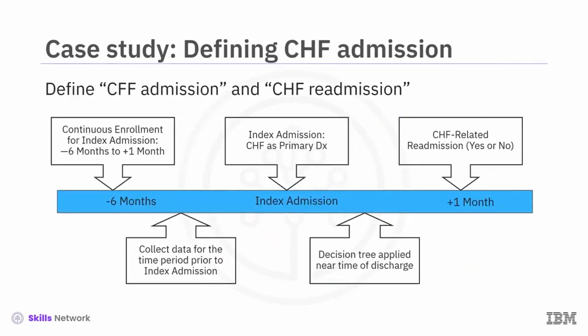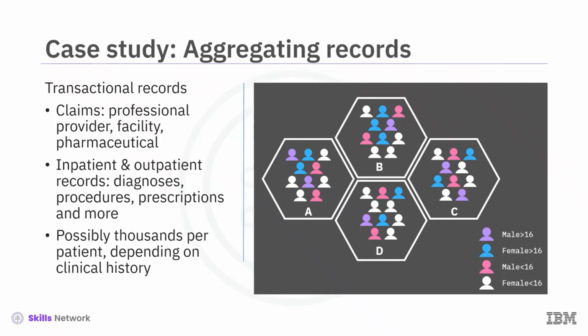Next, the records that were in transactional format were aggregated, meaning that the data included multiple records for each patient. Transactional records included professional provider facility claims submitted for physician, laboratory, hospital, and clinical services. Also included were records describing all the diagnoses, procedures, prescriptions, and other information about inpatients and outpatients. A given patient could easily have hundreds or even thousands of these records, depending on their clinical history.